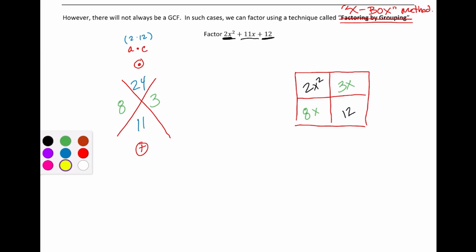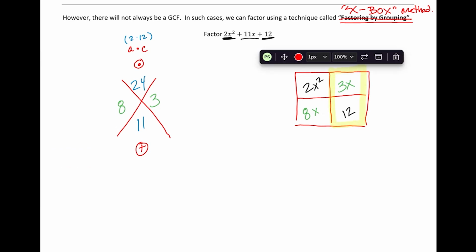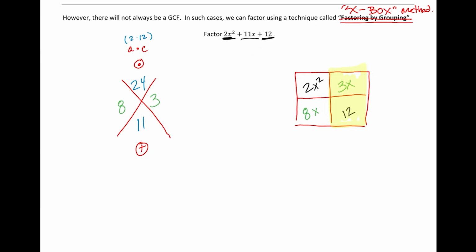Or the easiest one, I should say. I don't know about easy, but the easiest one is probably going to be this column. Okay, so we're just looking at that column. What's the GCF between 3x and 12? What number divides both of those evenly? 3. So that GCF of 3, we're going to write that up here, plus 3.